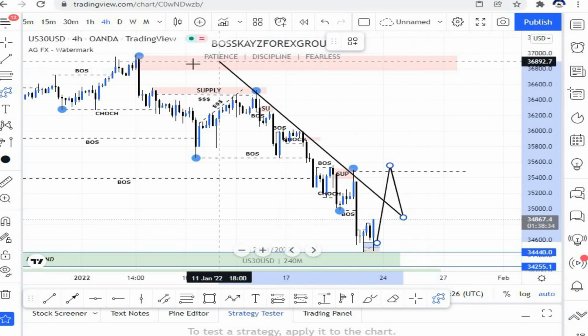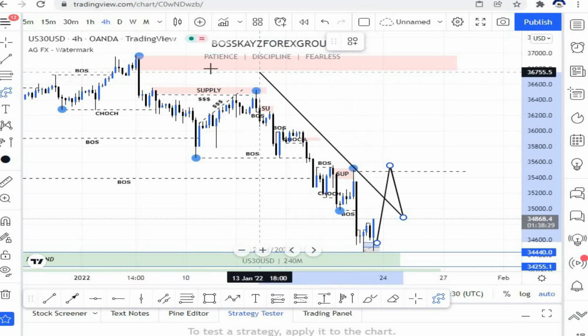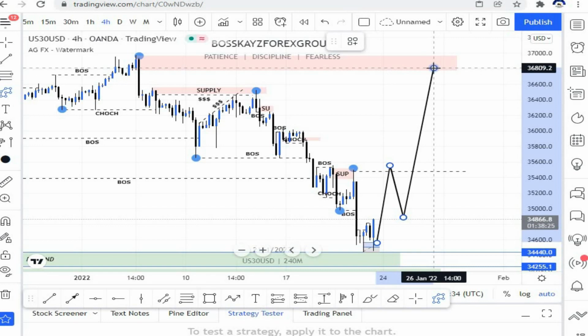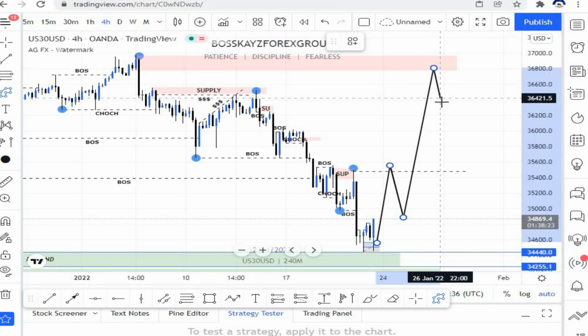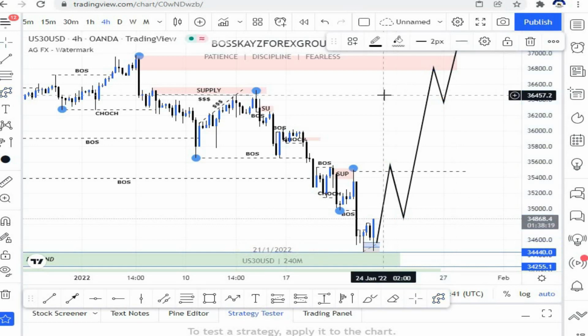But before they break this zone, guys, they must respect it, because this zone was never tested, right? So they have to respect it. They'll do something like this, maybe, and then continue going up if they want to continue going up.